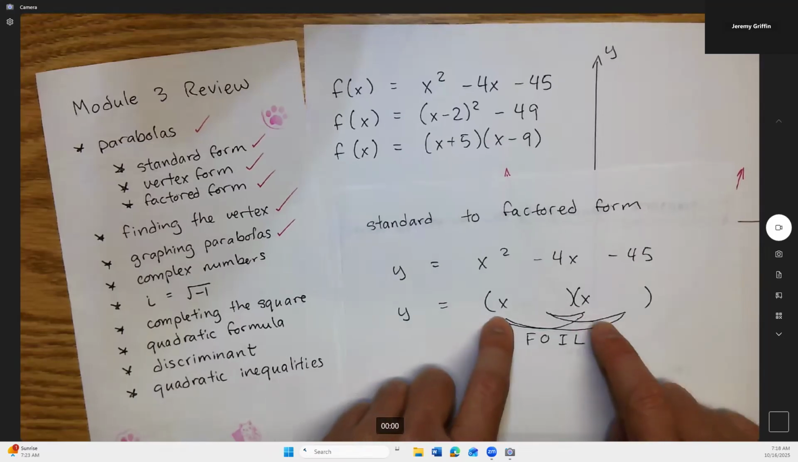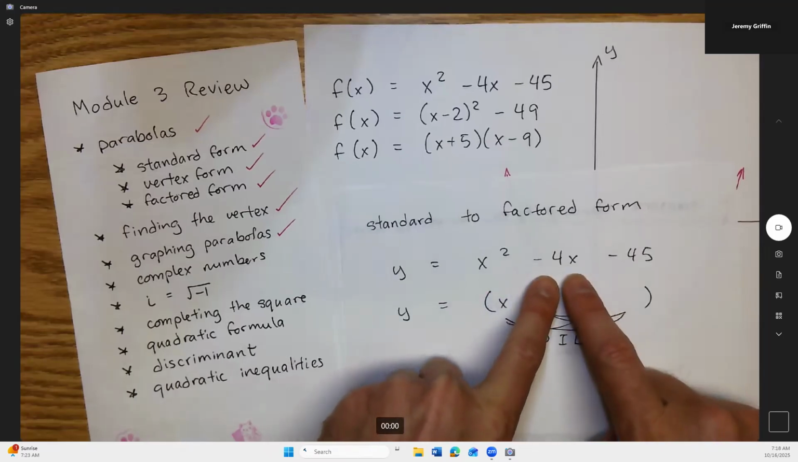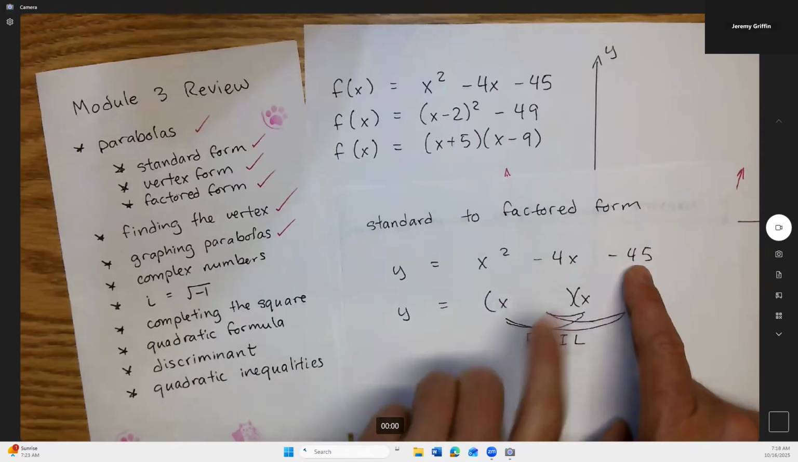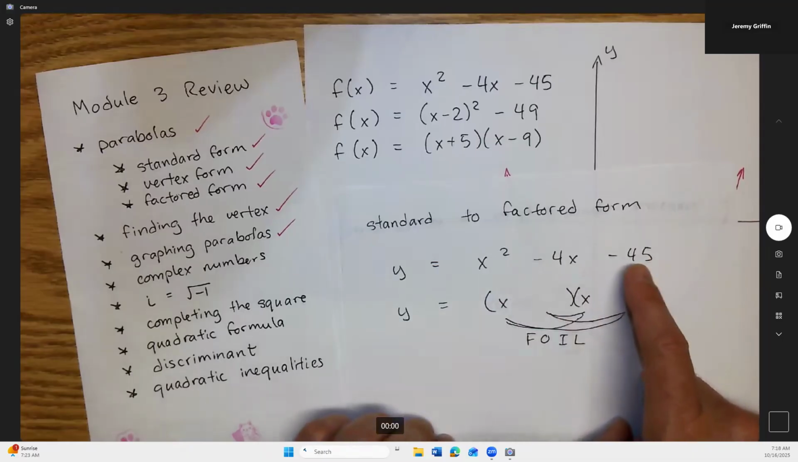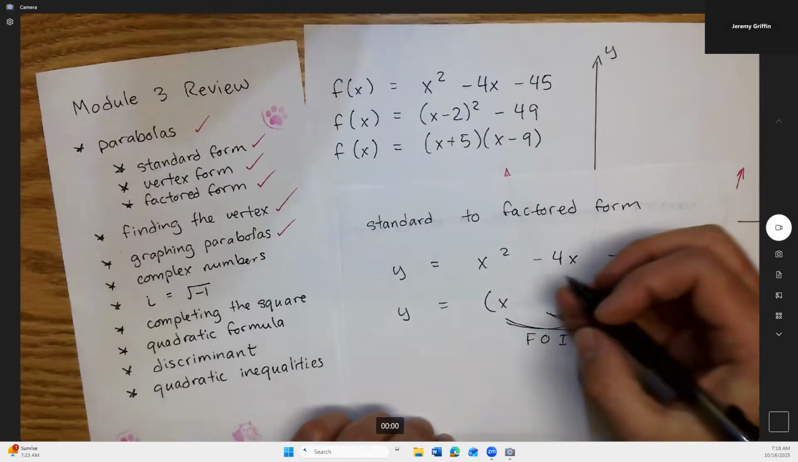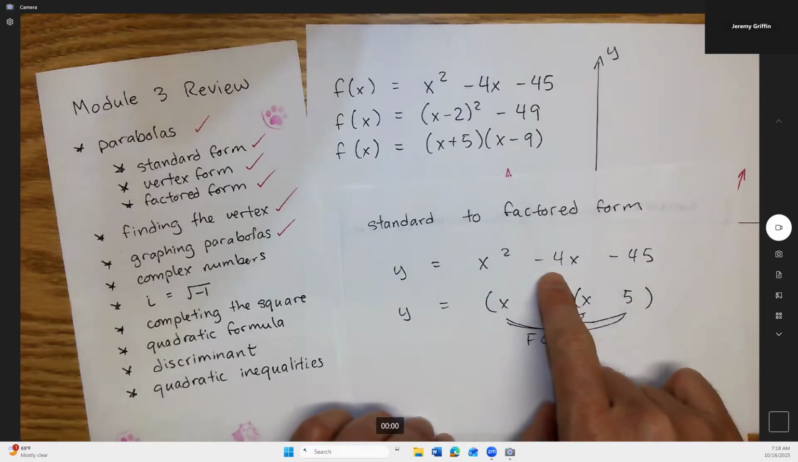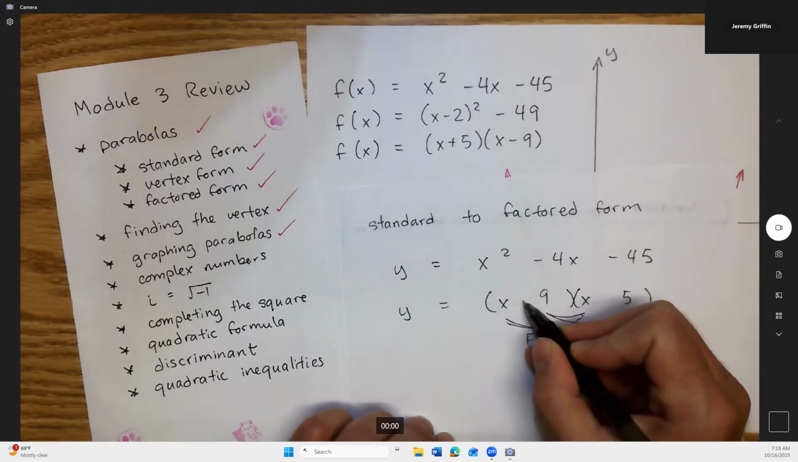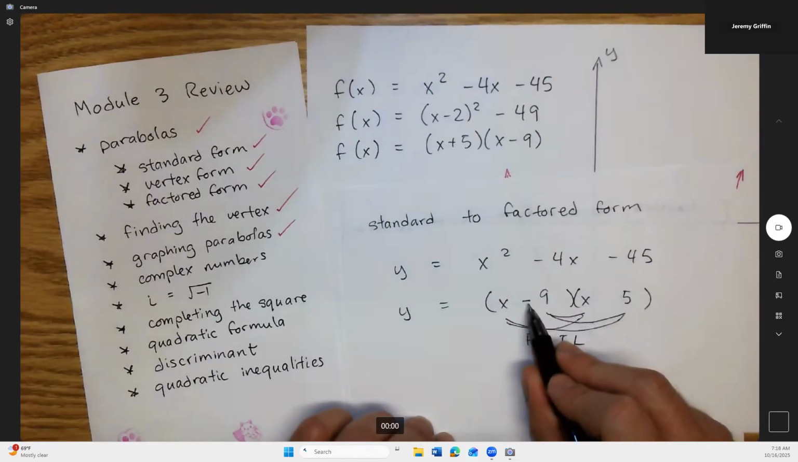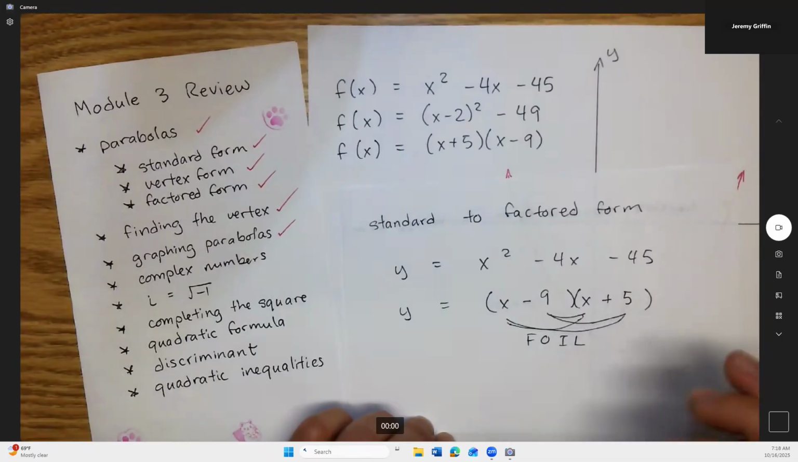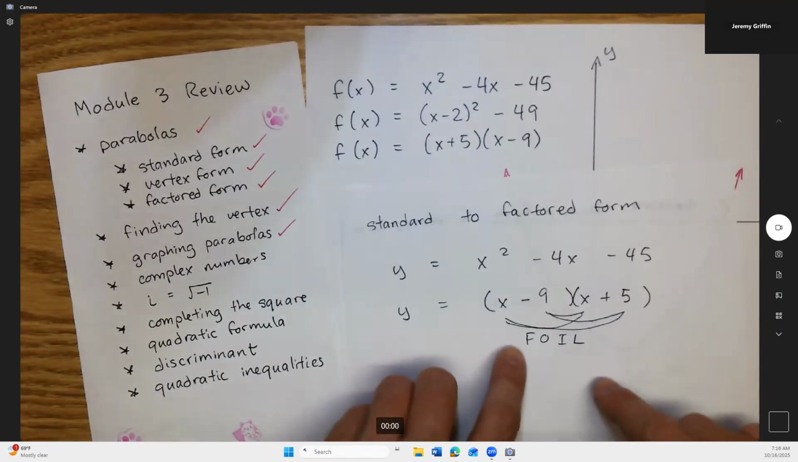So what are two numbers that add to negative 4 and multiply to negative 45? Well, for 45, I know 9 times 5, so that might be my first guess. In fact, since the b term is overall negative, the negative goes on the big number and the positive goes on the small number. Is that right or not? Well, I can check by FOILing.